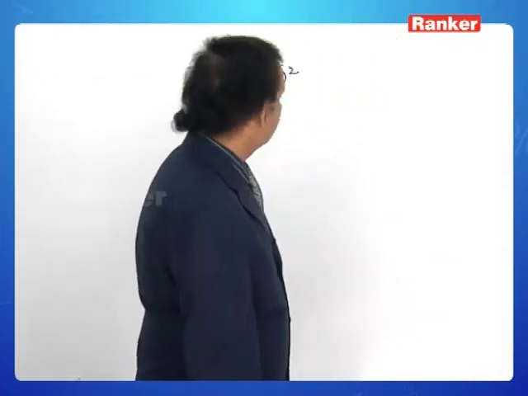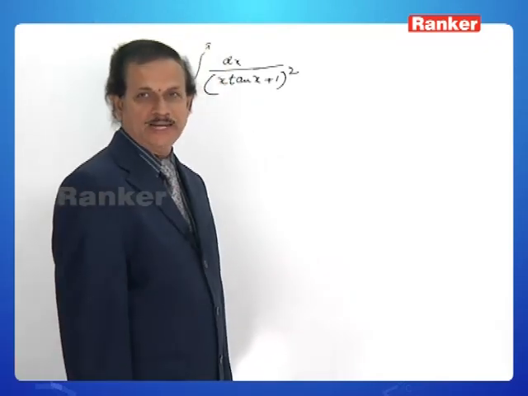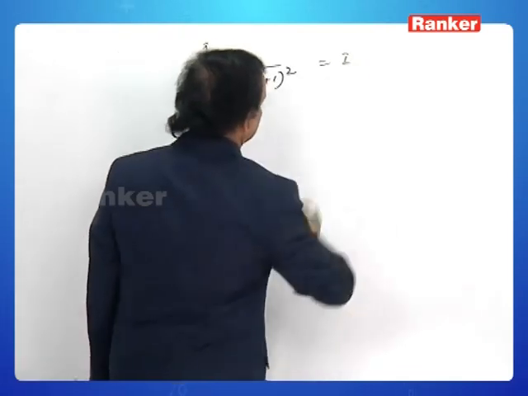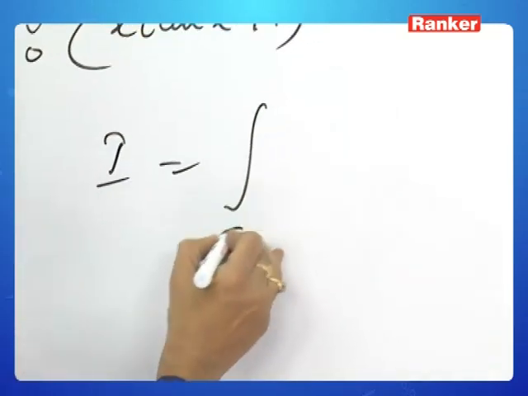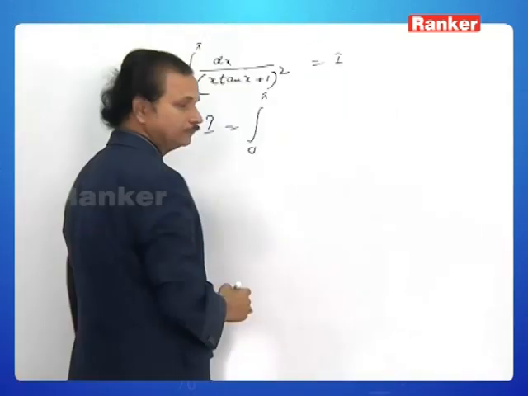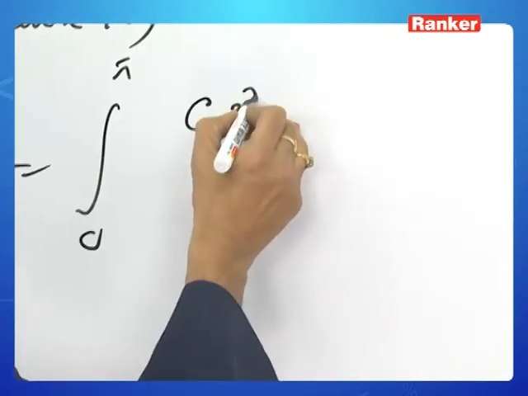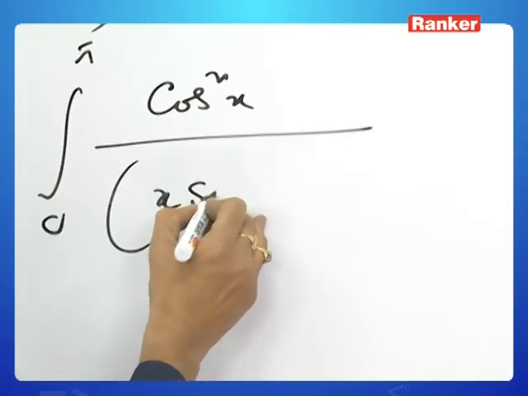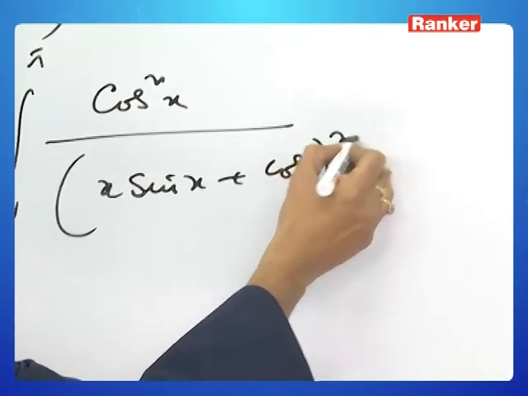Let us look at the next problem, a beautiful problem. Something is new here. Integral of dx by (x tan x plus 1) whole square. Let me call this I. So what is I? I is equal to integral 0 to pi of cos square x by (x sin x plus cos x) whole square. Am I correct?